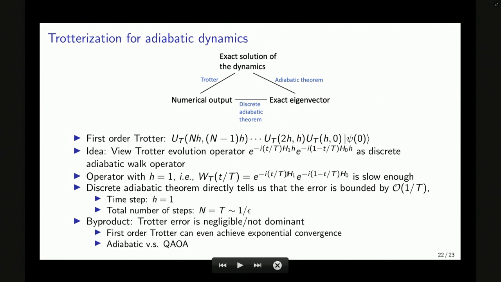The reason is that we are doing a slow linear interpolation between H0 and H1. And this kind of slow linear interpolation can help us control the speed of my Trotter walk operator. So basically, there's no need for us to further decrease the time step size. We can just prove that if I choose the time step size to be one, then this walk operator will satisfy the slow condition.